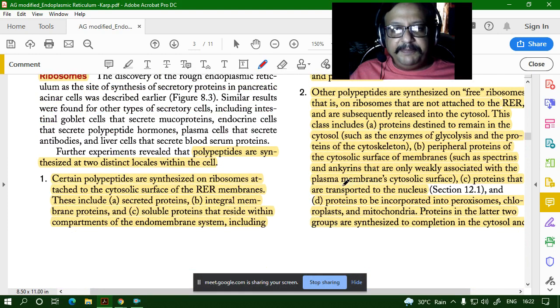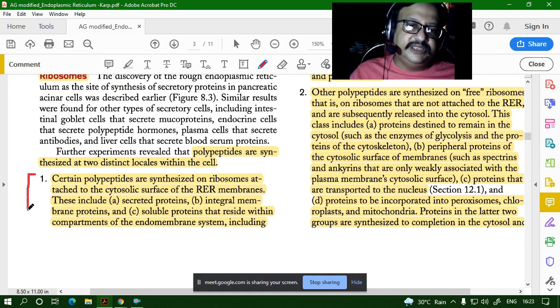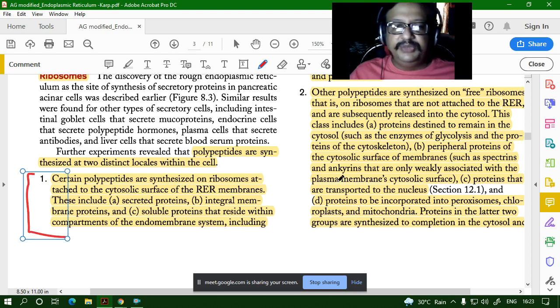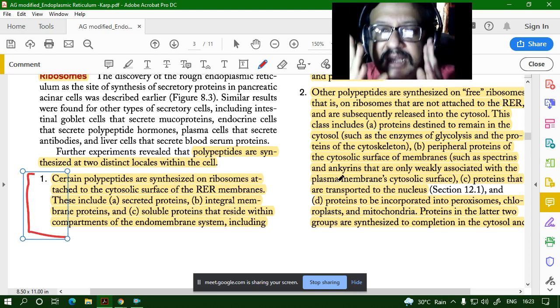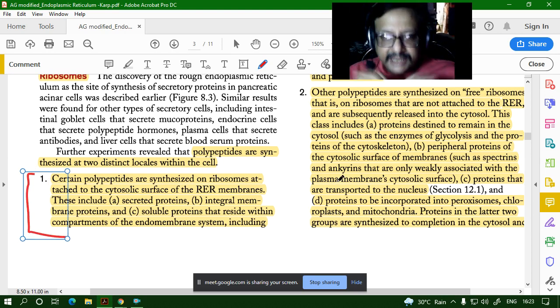So polypeptides are synthesized at two distinct locations within the cell. You know that certain polypeptides, they are especially the, let's increase the size.